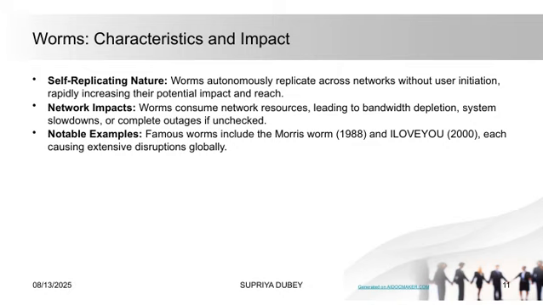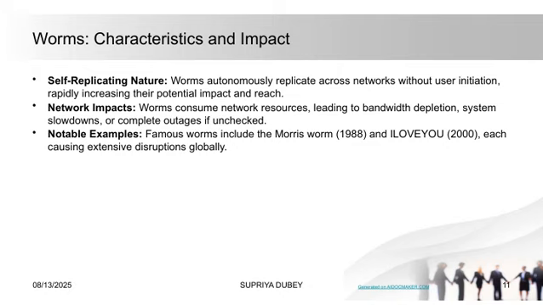Throughout history, there have been some notorious examples of worms. The Morris worm in 1988 was one of the first major internet worms, causing widespread disruption. Then, in 2000, the ILOVEYOU worm spread rapidly, infecting millions of computers worldwide and causing extensive damage. These examples highlight how powerful and disruptive worms can be if not contained.